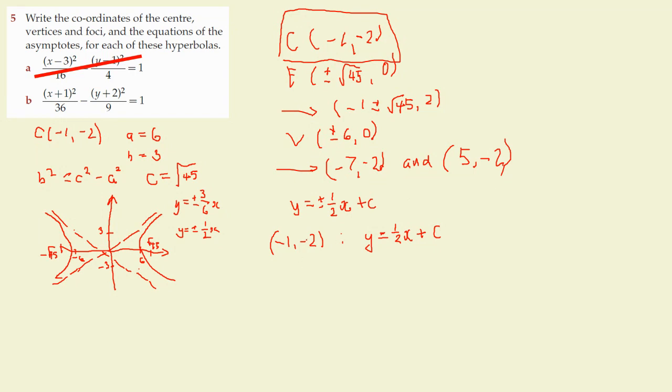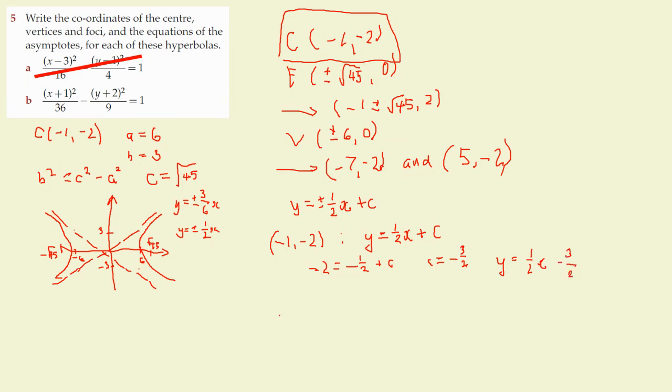So let's work out. This point is on both of them, though. So minus 2 in this case, the y value, is half of x, half of minus 1, minus half, plus c. So in this case, c has got to be, add on a half to the other side, minus 2 add a half, minus 1.5, or minus 3 over 2 if we like. So that asymptote is y equals a half x minus 3 over 2. That's what its intercept was, minus 3 over 2 on the y-axis.